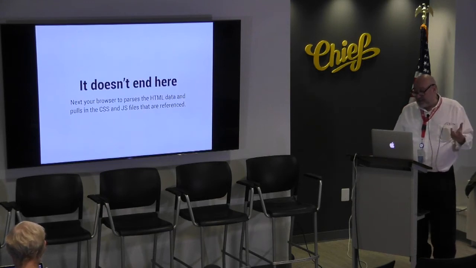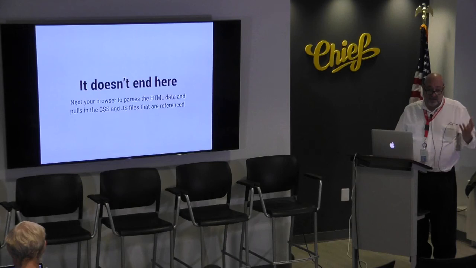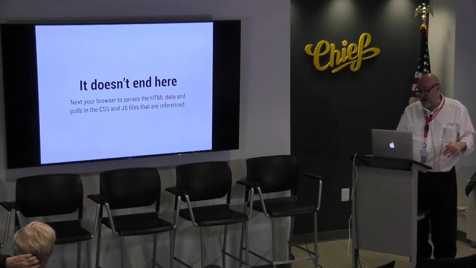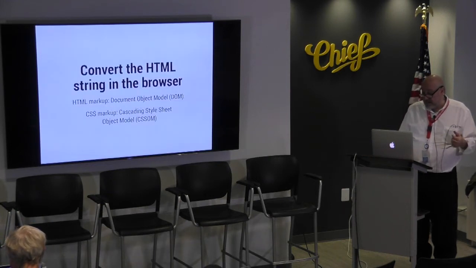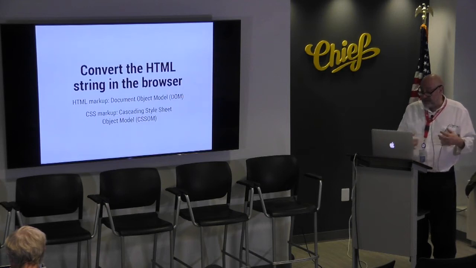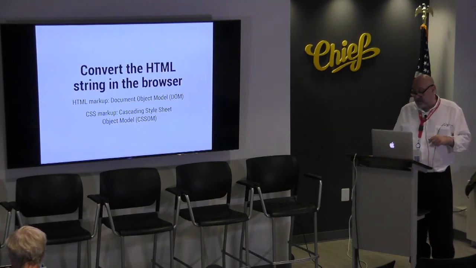All right, so what it says is it gives you an address, a location for those specific files, pulls it down into the browser, and then it starts to use them to enhance the HTML that's there. So it takes that HTML string that's in the browser, and it builds the document object model. What's the document object model?